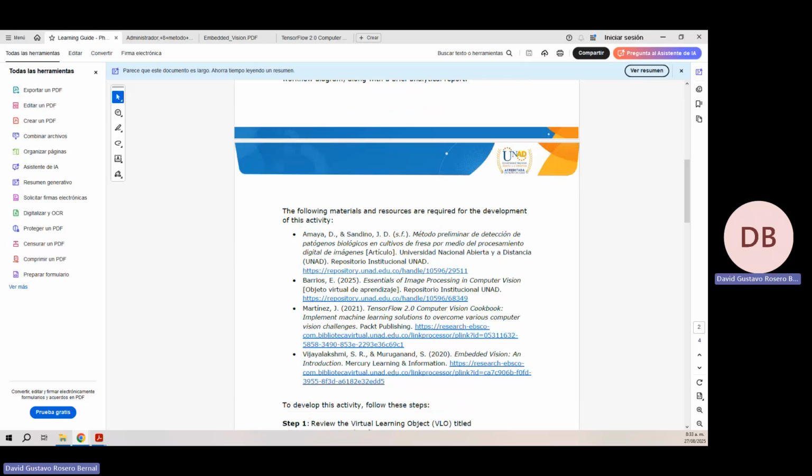The first one, Amaya Sandino, 2014. It's titled Preliminary Method for Detecting Pathogens in Strawberry Crops Using Digital Imaging Processing. This article illustrates how classical image processing techniques such as filtering, color conversion, morphological operations, and contour analysis can be applied to agriculture. It demonstrates that non-destructive image-based monitoring is a practical solution to detect diseases like Botrytis sp and Spirotheca sp, early, reducing crop losses.